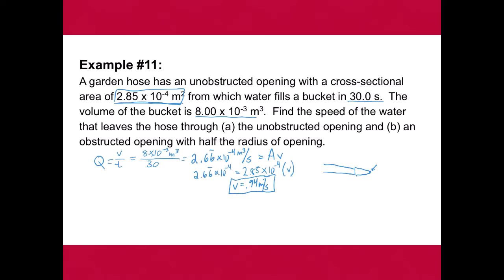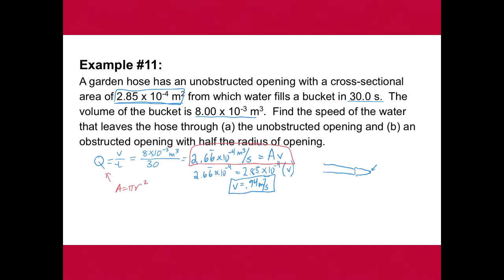Now, there's a couple of different ways you can go about this, okay? Now, we recognize that the volumetric flow rate has to be the same. So you could just take your cross-sectional area, which is 2.85 times 10 to the negative 4th, and you could go, well, I know that area equals pi r squared. You could solve for the original radius. Then you could half that, solve for the new radius, plug that in, get a new area, and then once again use the volumetric flow rate equals area times velocity with your new cross-sectional area, and you should be able to solve for your new velocity.